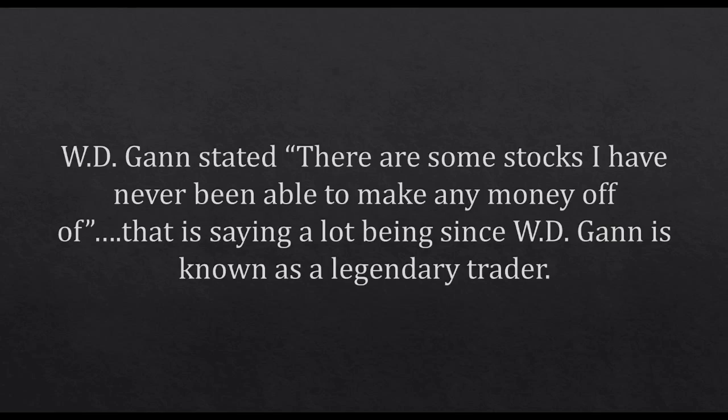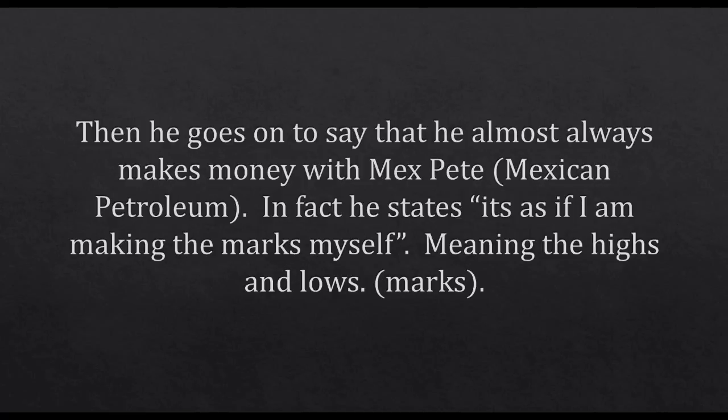The key to the Lost City. WD GANN stated, there are some stocks I have never been able to make any money off of. That is saying a lot, since WD GANN is known as a legendary trader. Then he goes on to say he almost always makes money with MEXP, which is Mexican Petroleum. It's a stock. In fact, he states, it's as if I'm making the marks myself, meaning it's as if I'm making the highs and lows myself. Wow, that's a radical change from the previous slide. In one instance he's saying there are stocks he can't make any money off of, and in the other he's saying with this one he can make money left and right. It's as if I'm making the marks myself. It's easy.